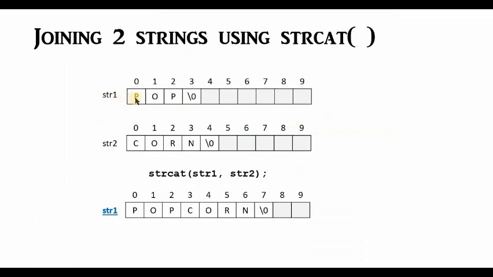String 1 has the contents pop ending with the end of string character. String 2 has the value corn ending with the end of string character. Then after we perform concatenation of two strings using strcat, the value of the second string is appended to the end of the first string. So this whole thing is appended at the 3, 4, 5 and 6th positions. This is how strcat works. You add the two strings and its result is written to the first string of the strcat function.